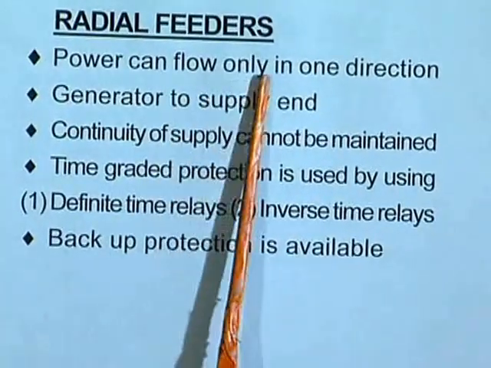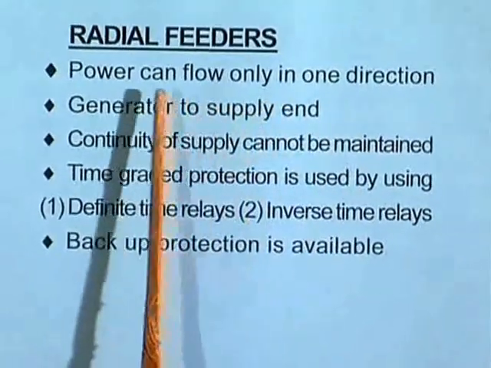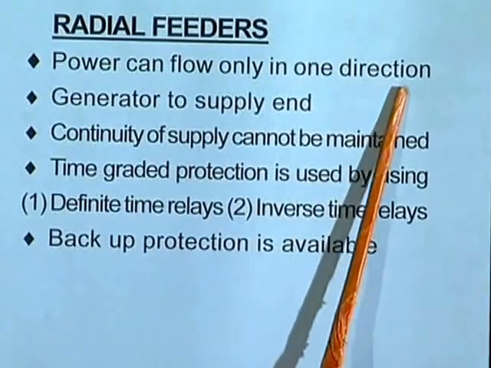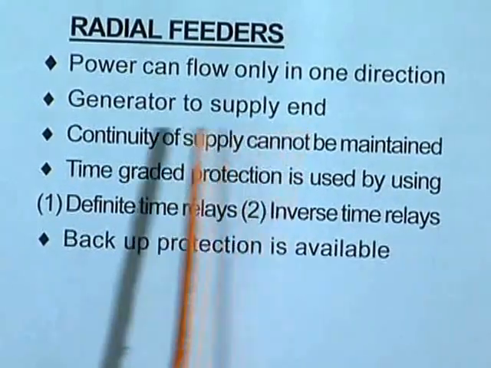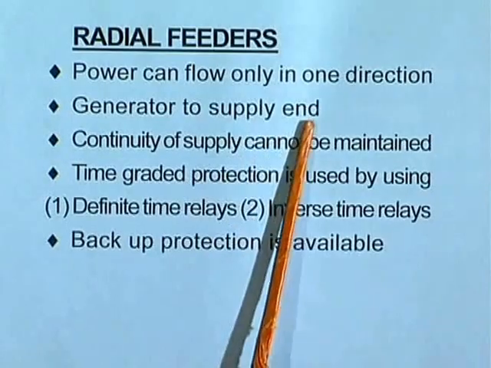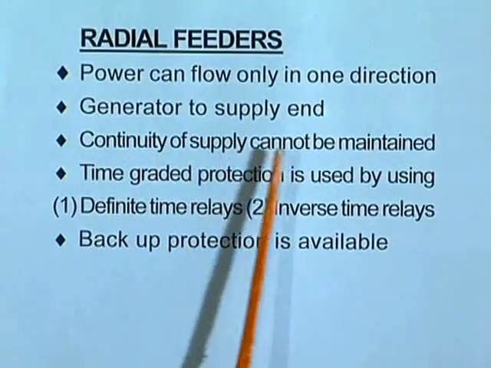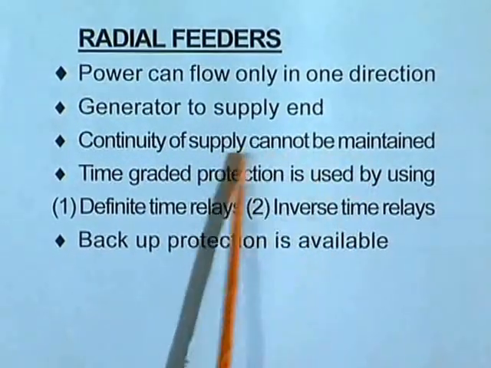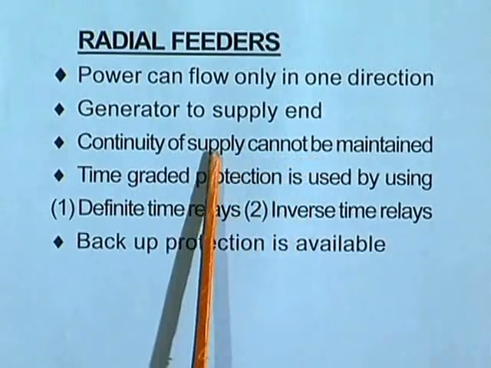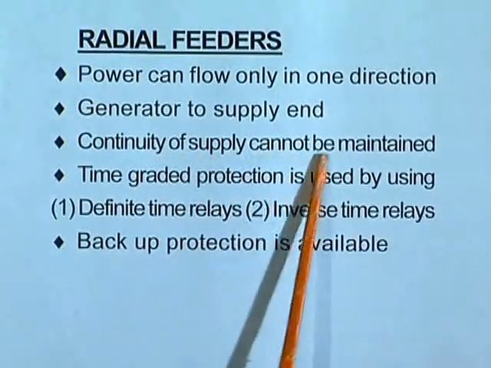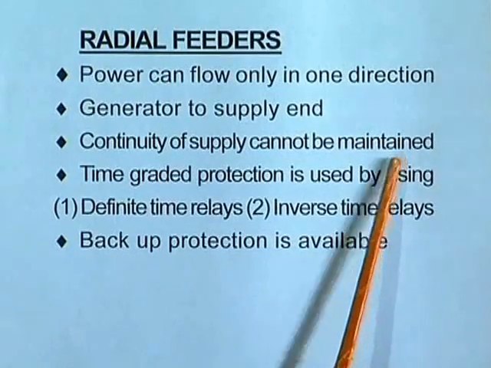Let us see more about radial feeder protection with this chart. In radial feeders, power can flow only in one direction. You have seen in the diagram, power can flow only in one direction, from the generator to the supply end. Continuity of supply cannot be maintained. If one block goes out, suppose BC goes, then continuity of supply cannot be maintained as per the figure.